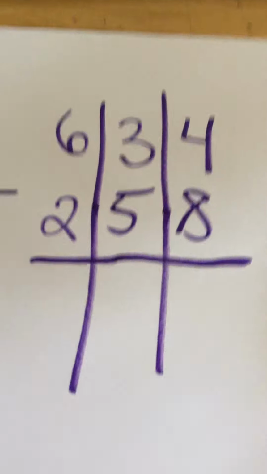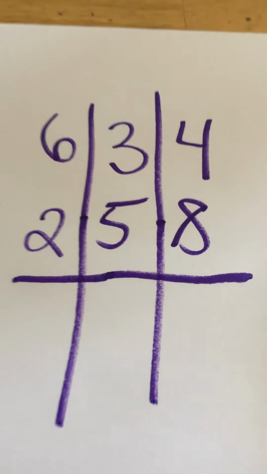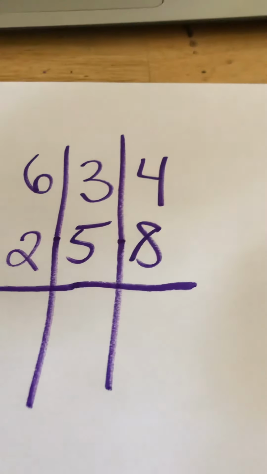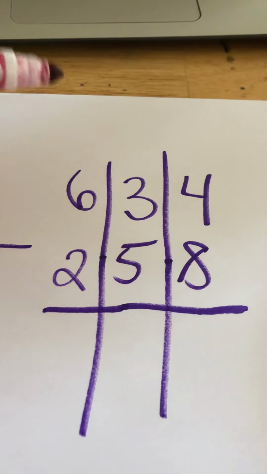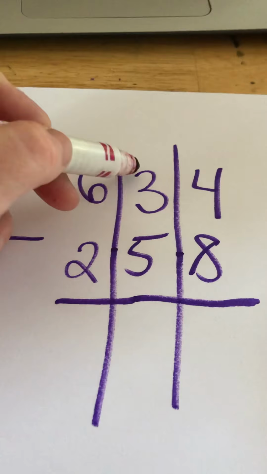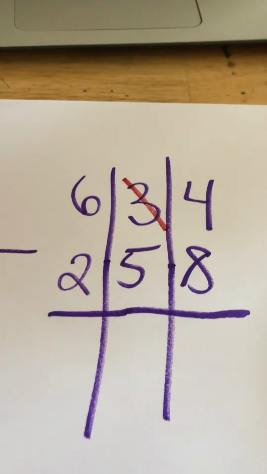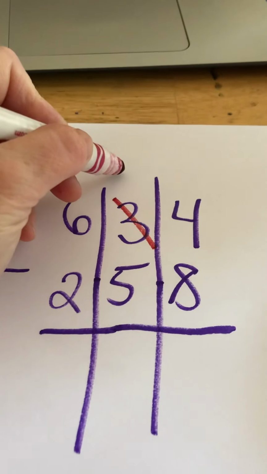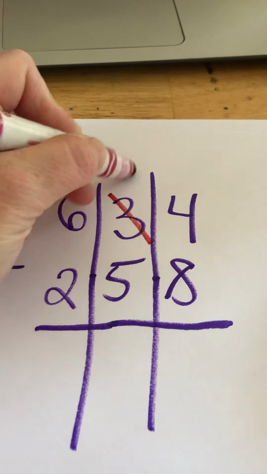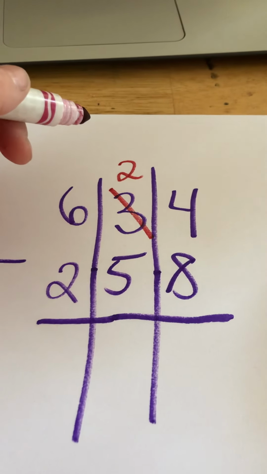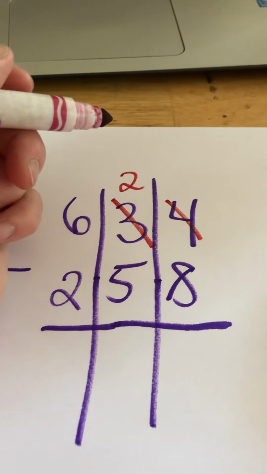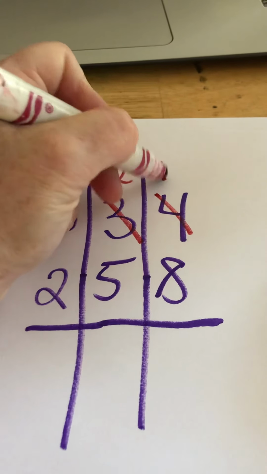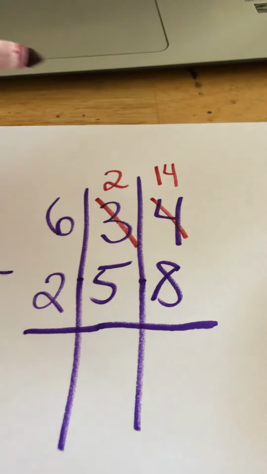I've got 634 minus 258. I'm going to start at the ones. I have 4. I want to take away 8. And I can't. It's bigger on the bottom. I need to borrow a 10. I'm going to cross out the 3. And instead of 3 tens, I will only have 2 tens because I'm going to borrow 1. That gives me 10 more ones. I'm going to cross out the 4, and 10 more than 4 is 14.